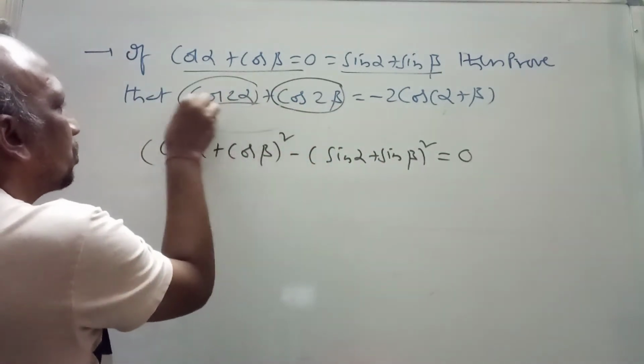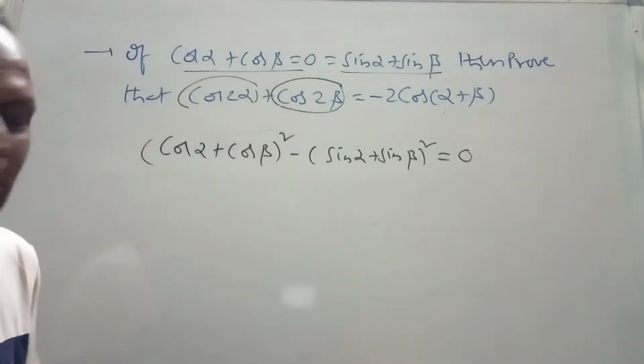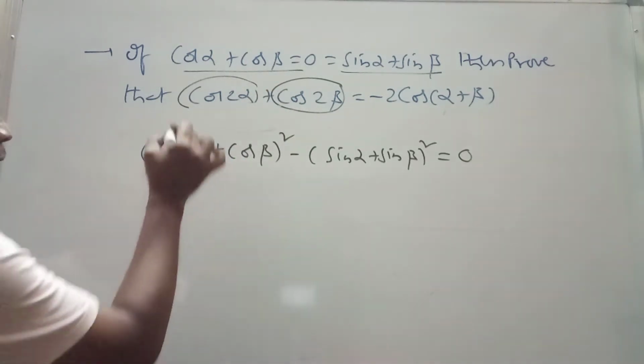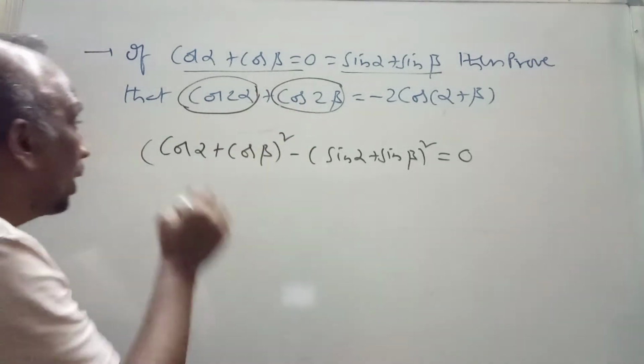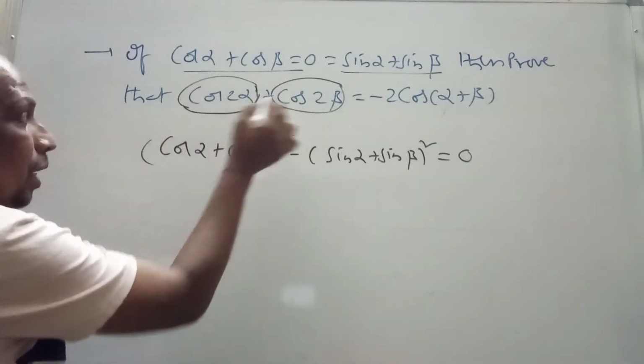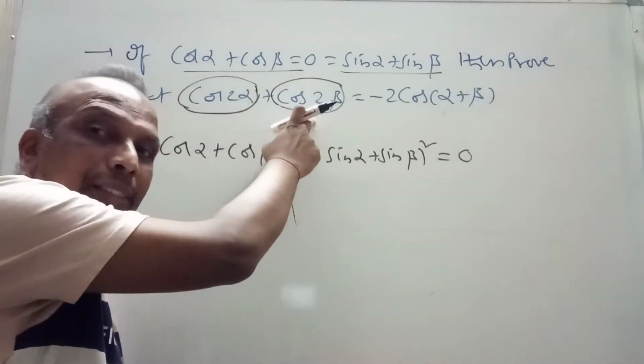Okay. Then you can understand here, because we have cos 2 alpha plus cos 2 beta. So this is the value, and that's the reason I have taken it here. That is the idea. This is cos square alpha minus sin square alpha, cos square beta minus sin square beta.